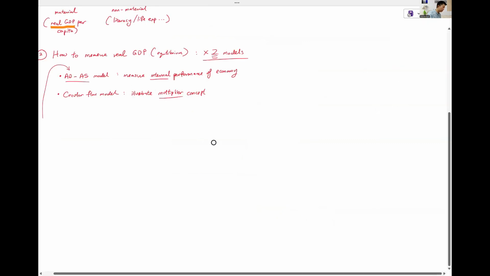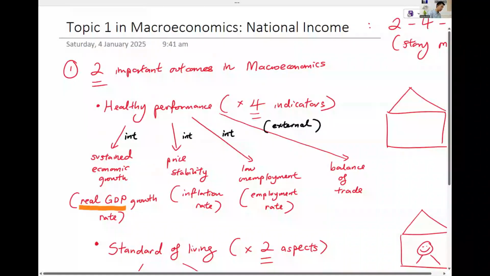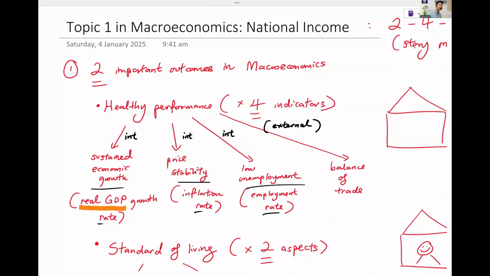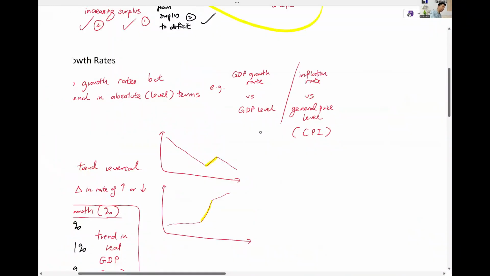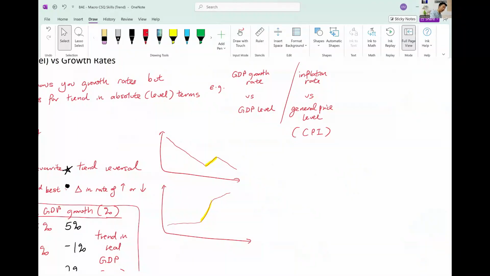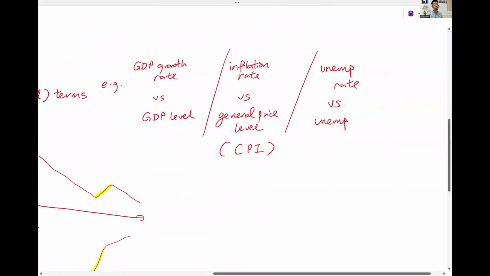I said, okay, if you look at your national income, we want a healthy economy. 3 indicators, one of which is external. And you see the word rate, rate, rate. So I want to ask you a very simple question. Can they ask me about unemployment rate as well versus unemployment? Can they do that? The answer is no.